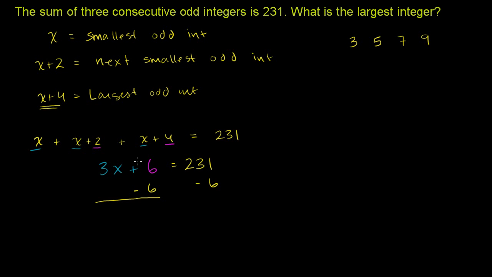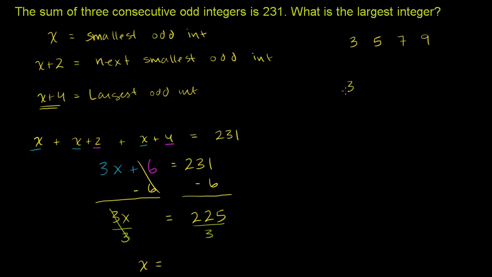The left-hand side, we're just left with a 3x. The 6's cancel out. The right-hand side, 231 minus 6 is 225. We get 3x is equal to 225. To isolate the x, let's just divide both sides by 3. The left-hand side, the 3's cancel out. That was the whole point behind dividing by 3. We get just an x being equal to 225 divided by 3.